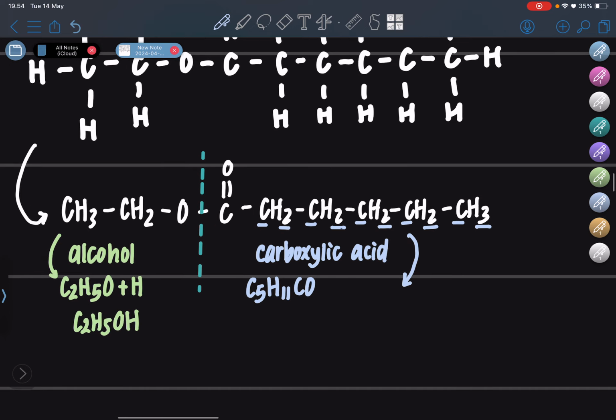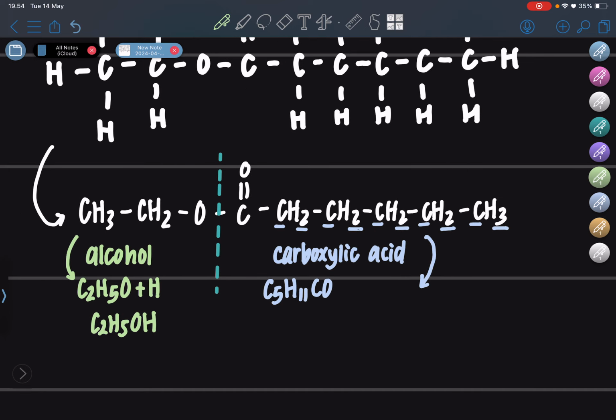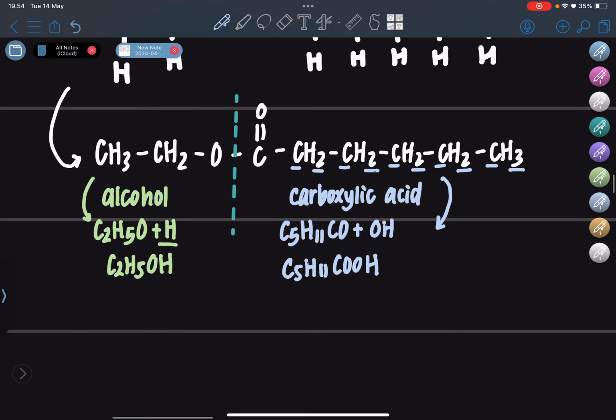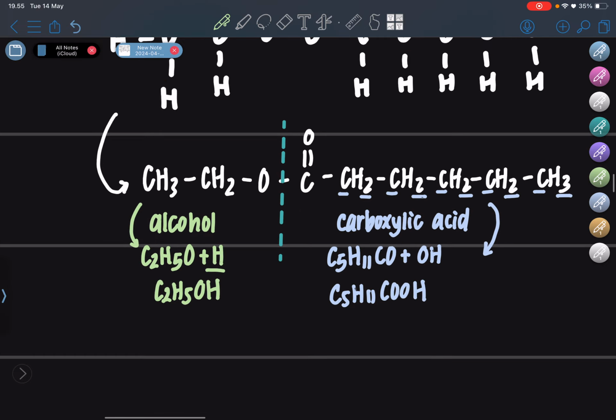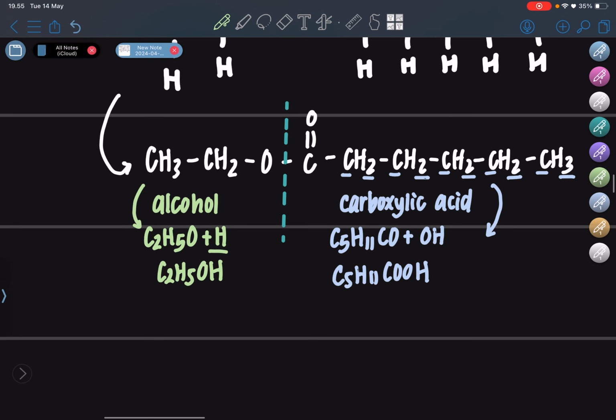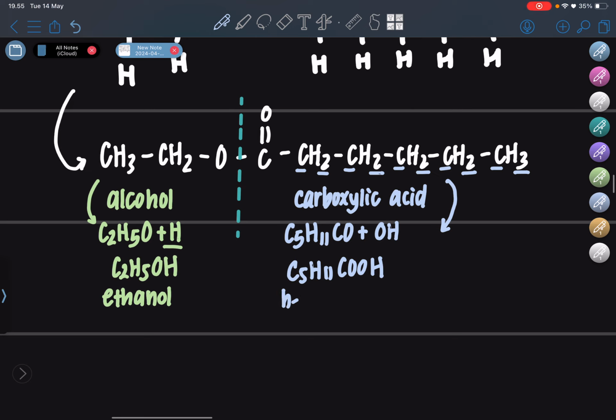Then for the carboxylic acid side, similarly, we add an H for alcohol, but for the carboxylic acid side, we add an OH. So it would be C5H11COOH, the carboxylic acid involved in this ester. So when we look at it over here, this would be ethanol, and this would be hexanoic acid.